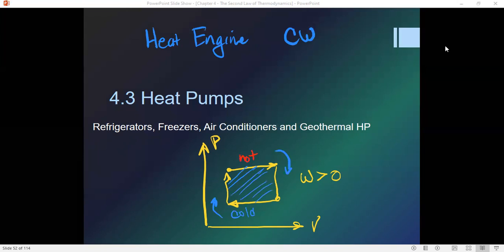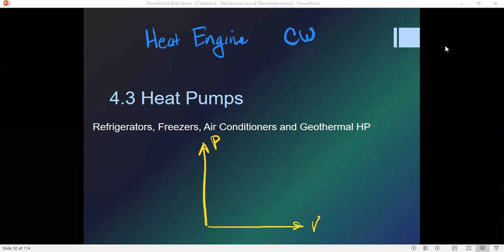We get work out. Now, if we reverse this cycle, let's say that we now go the other way, and instead of expanding the gas when it's hot, we're going to compress the gas when it's hot. We're going to go from right to left, so that's negative work. Then we're going to expand the gas when it's cold and repeat the whole process over and over again.